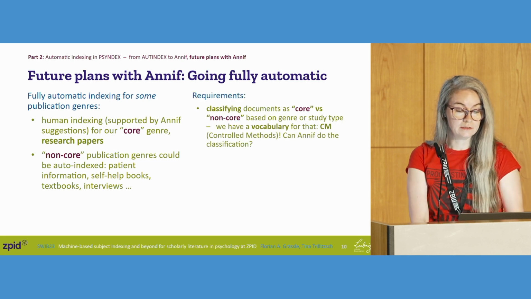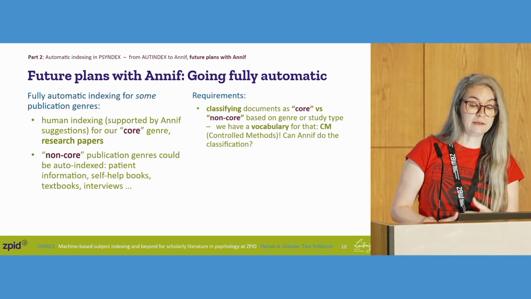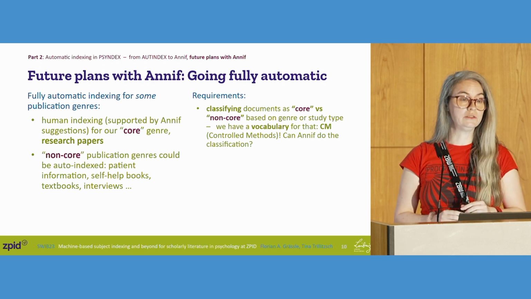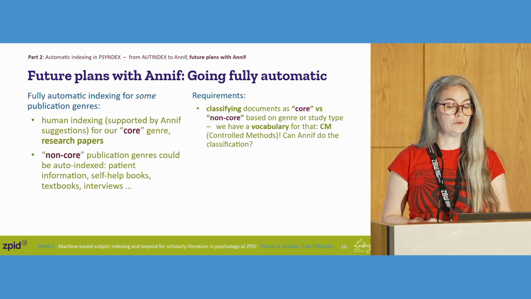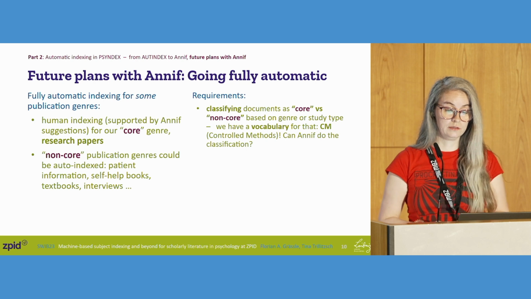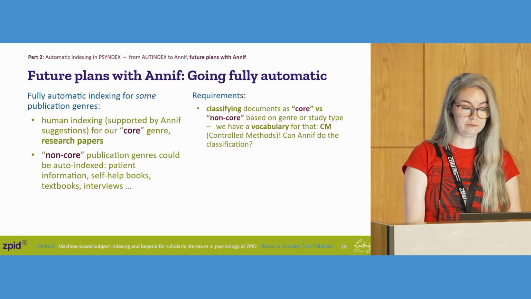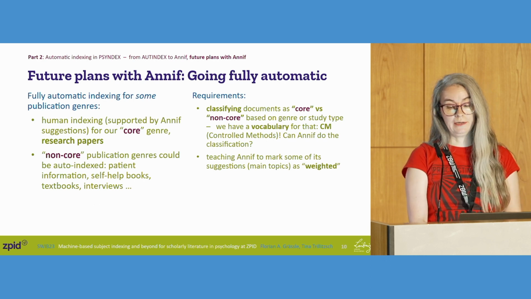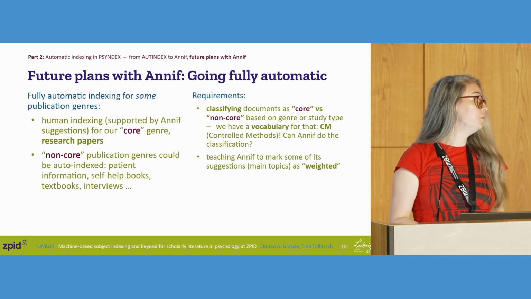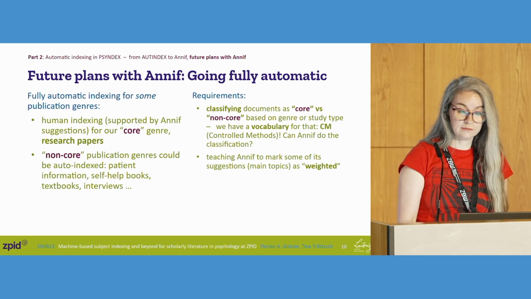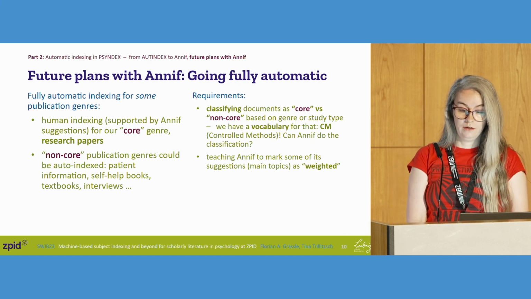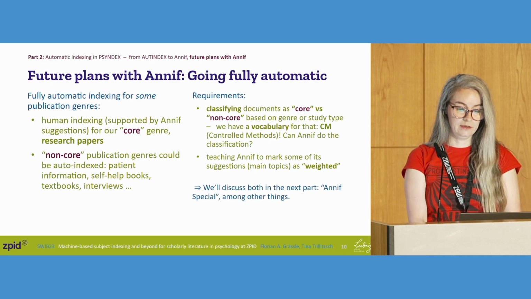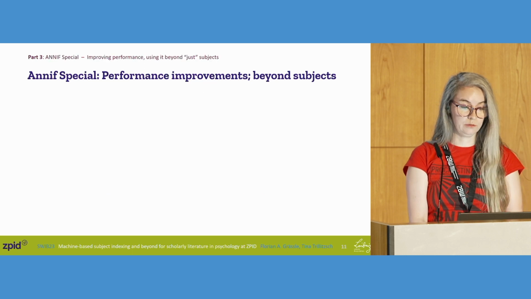What we need for that was a way of classifying our documents as core or non-core based on genre or study type. And as already mentioned, we already have a vocabulary for that, the controlled methods. And we were wondering, can Annif do the classification for us? And also, we would like to make Annif mark some of the topics as main topics that it suggests. Both of these are discussed in the Annif special part, which is coming right up.